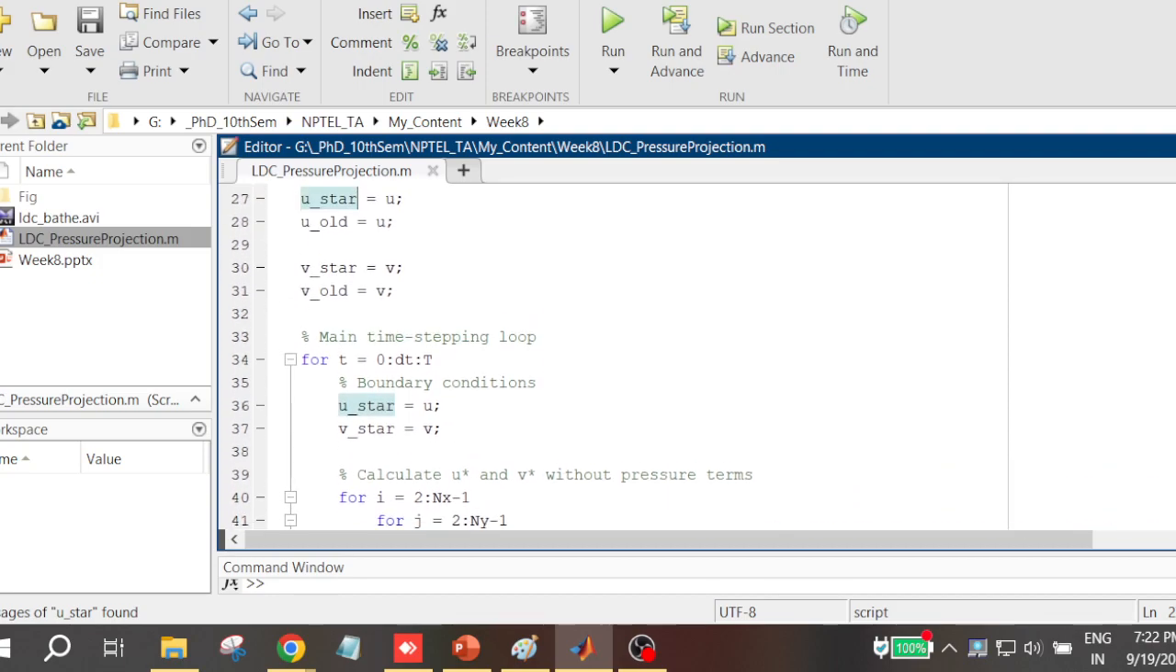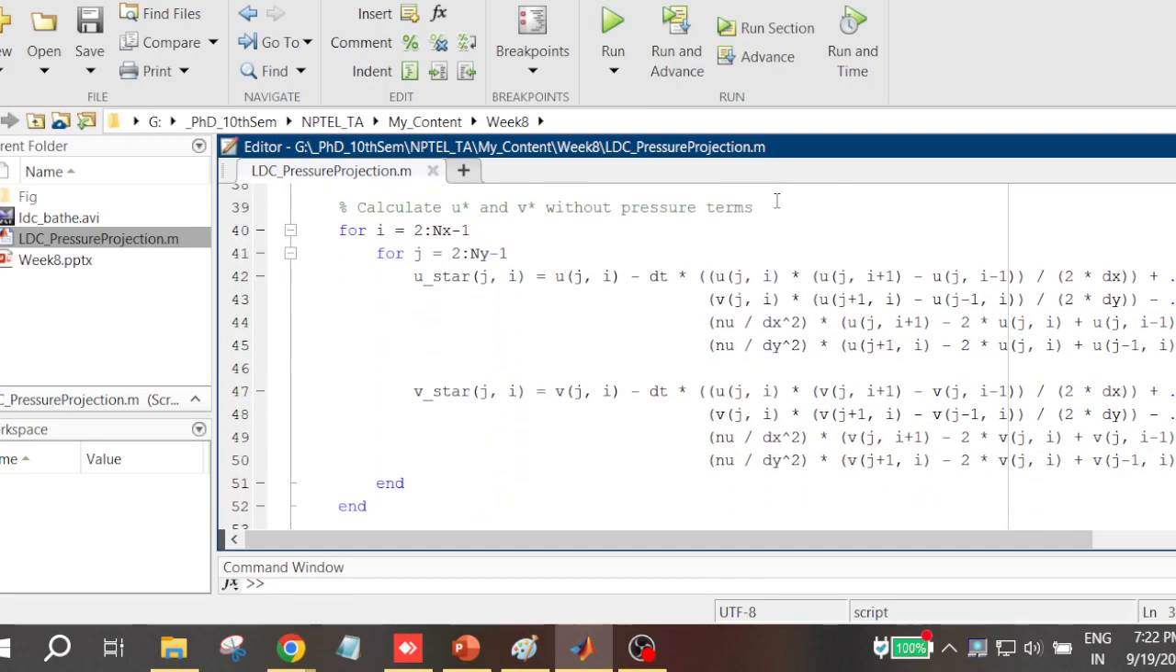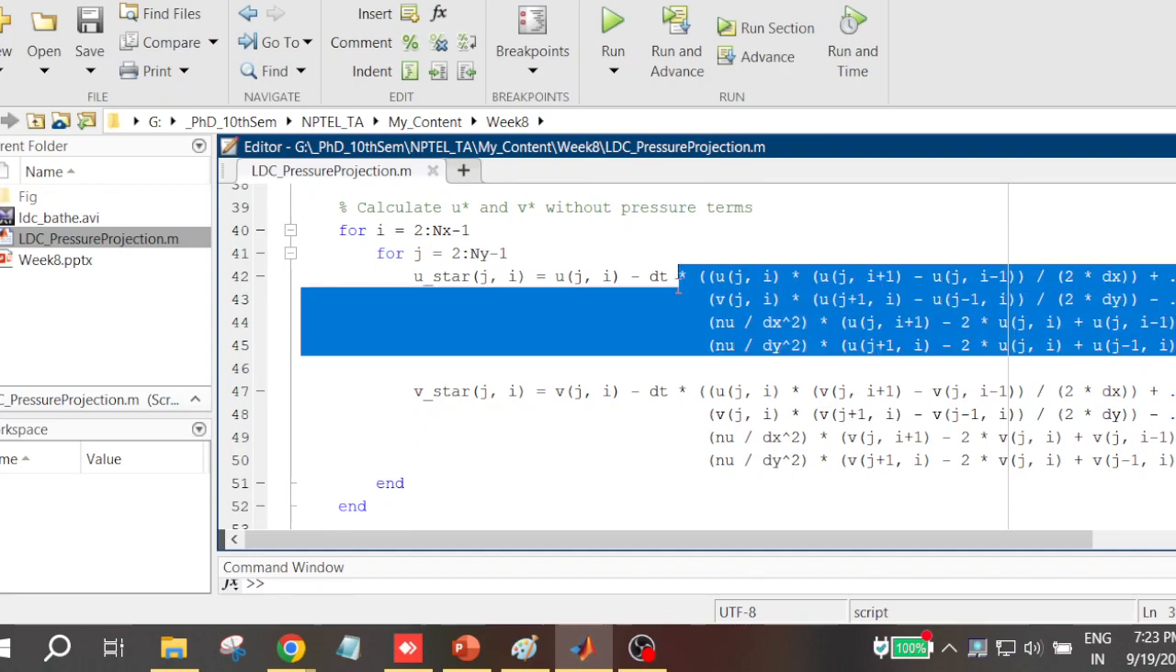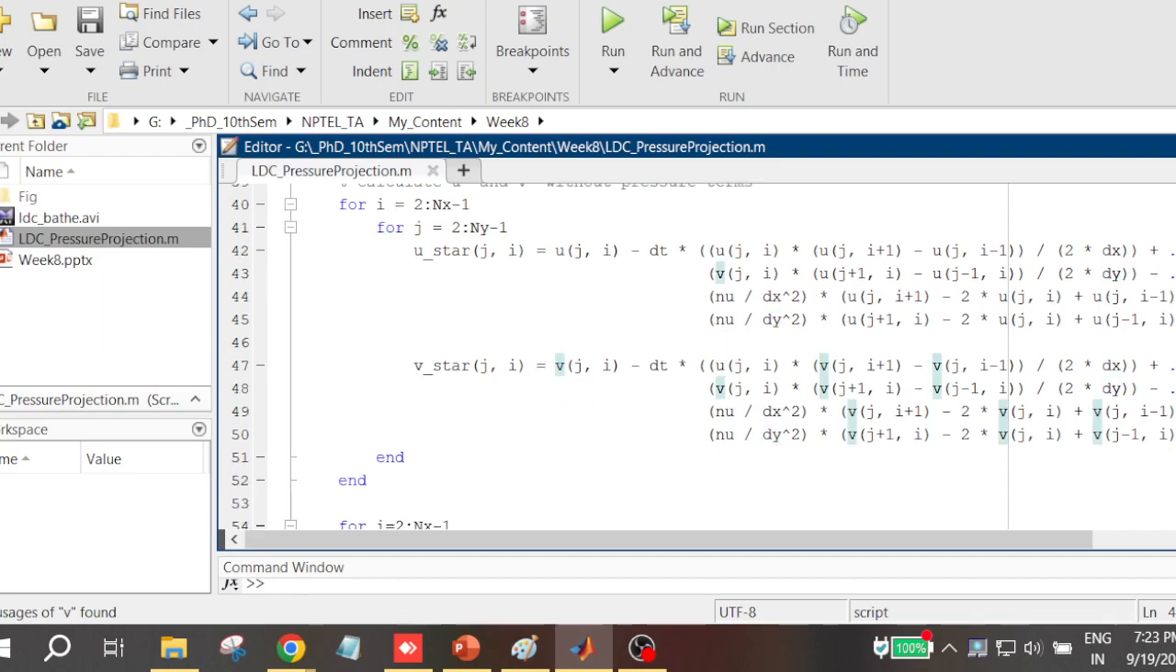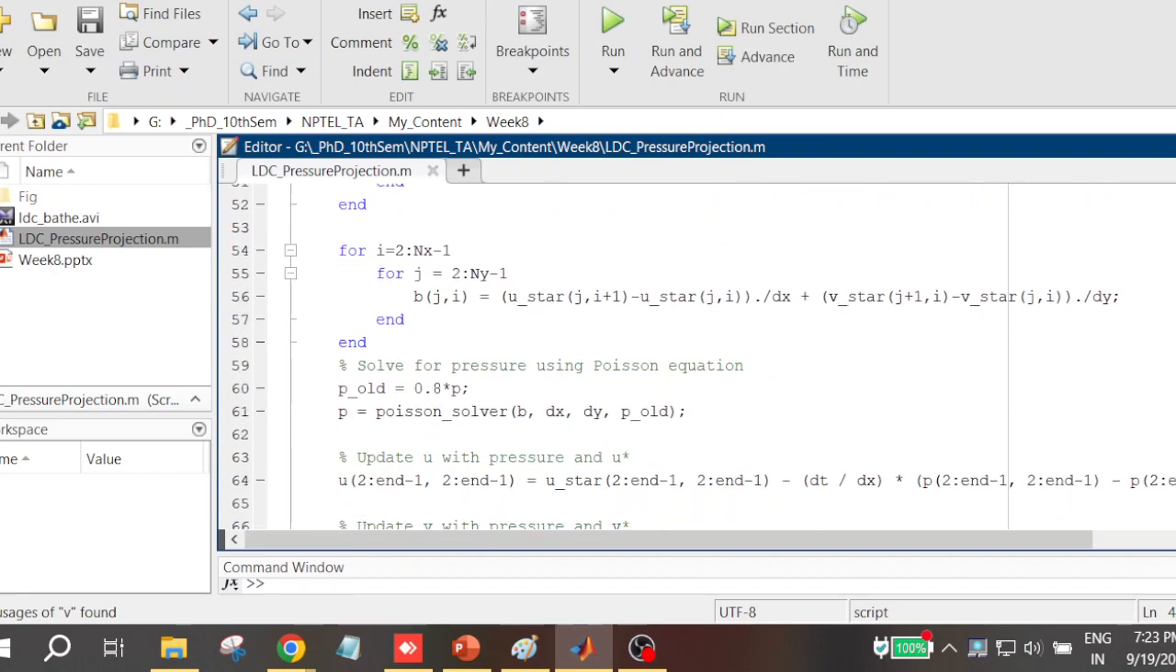Then I get into the time marching, wherein I initialize in the starting u star equal to u, and then I calculate u star here. Now u star minus un divided by delta t is equal to minus advection plus diffusion. You can clearly see that there is no pressure term involved here. This is just advection and diffusion. Similarly, I calculate v star. I am just using a second order central difference for diffusion, and a central difference, that is a linear interpolation, for calculating the values of variables at the face.